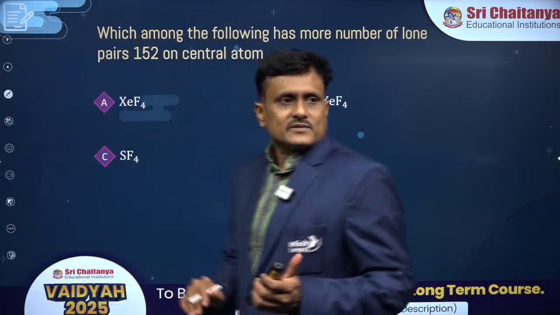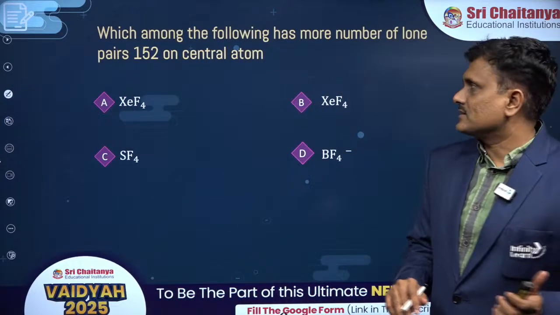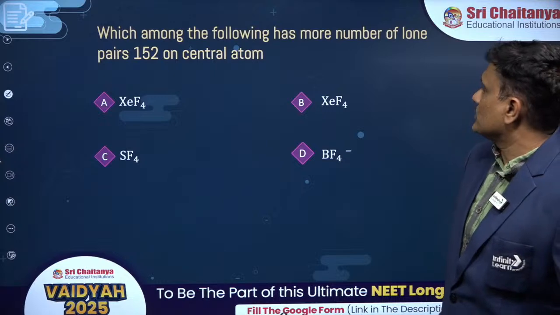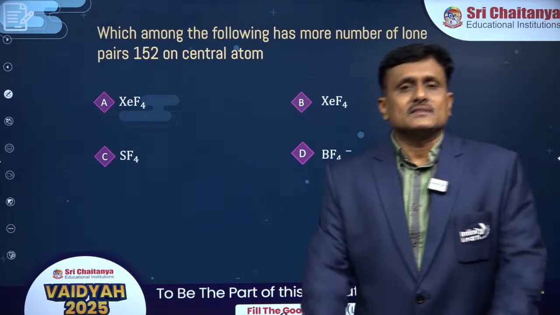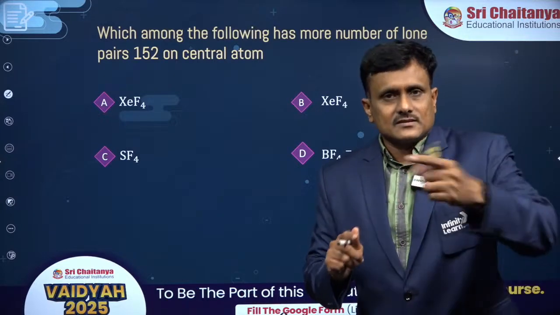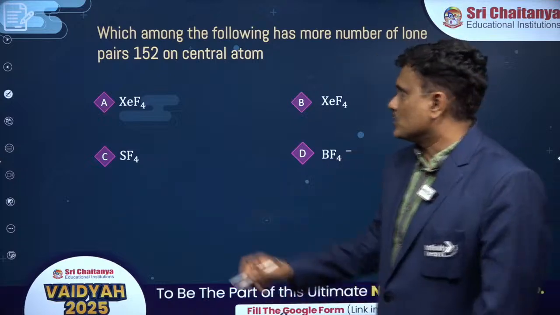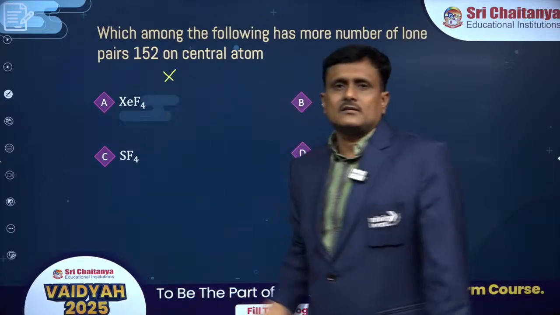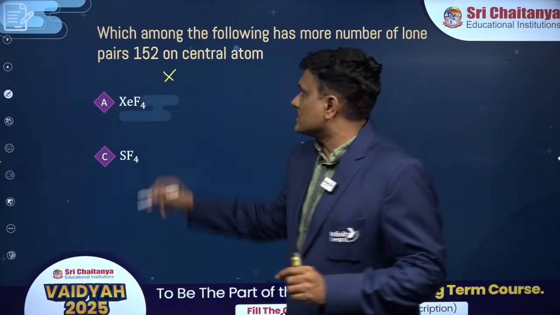What do you all say? Brilliant, beta. Which among the following has more number of lone pairs on the central atom? There is one formula which I discussed in the last session. You have to find out the central atom's X value.